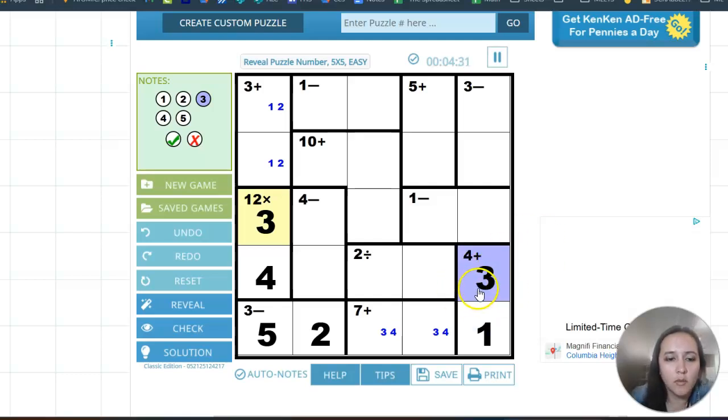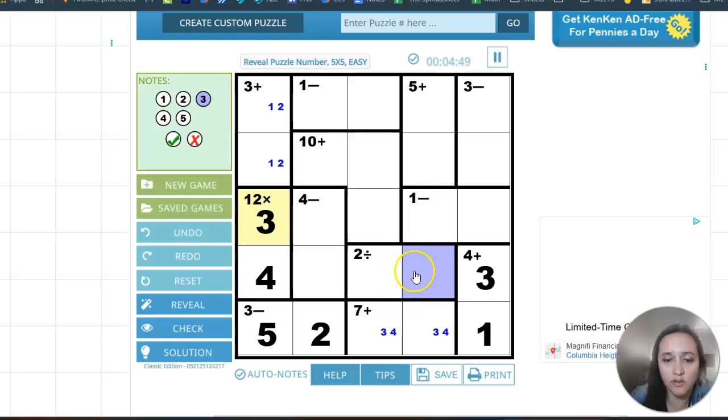Okay, so I'm going to keep working around here. What else do I know? I know that 2 divide, based on digits 1, 2, 3, 4, 5, 2 divide can either be 4 divided by 2, or it could be 2 divided by 1. Now, because I already have a 4 in this row, 4 divided by 2 won't work.